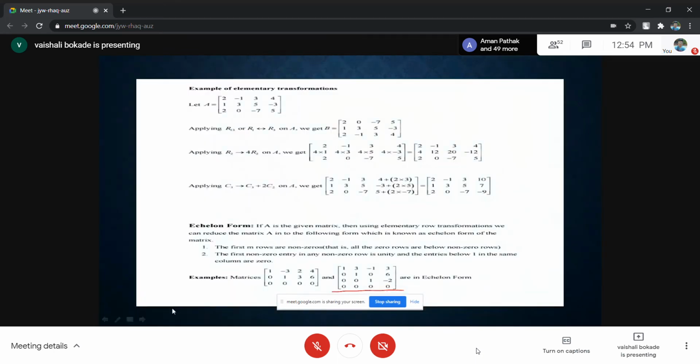Now I am going for echelon form of a matrix. So what is meant by echelon form?